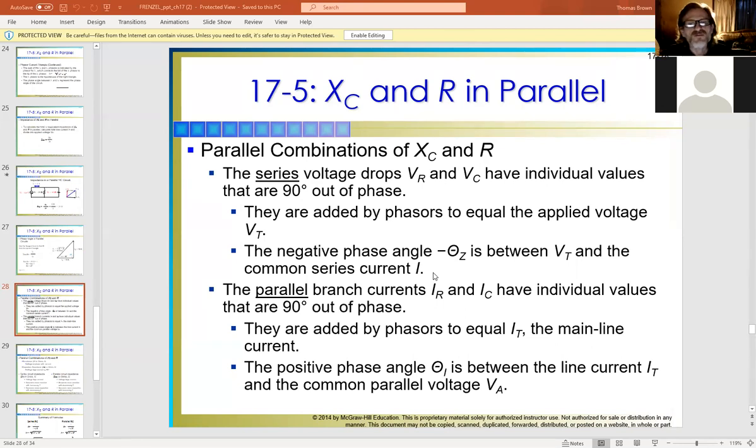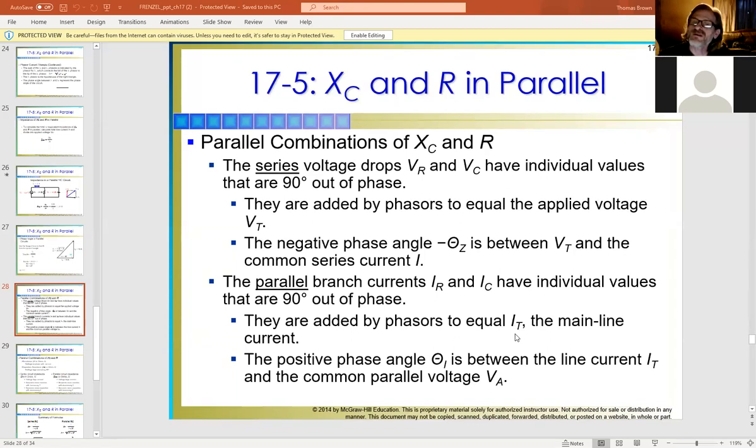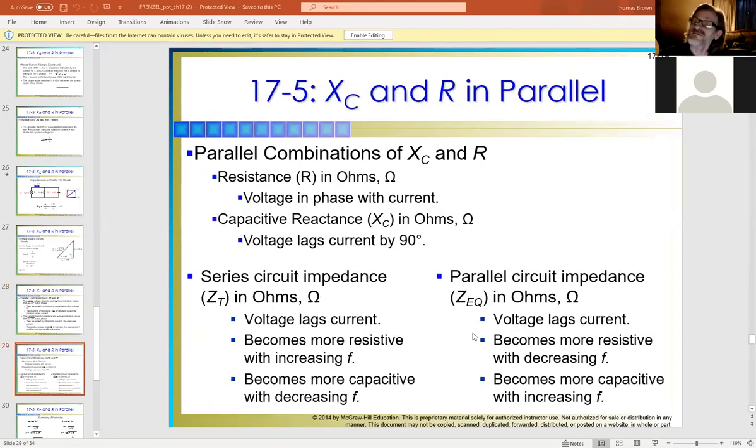But our difference here in the parallel branch is that we have the resistor and capacitor. And we can add the phasors and also get our, notice that he says positive phase angle. That's an interesting thing. But yeah, we should be able to find the positive phase angle. It should be somewhere between the line current and the common parallel voltage. And again, if we fall outside those numbers, then something didn't go right with the math, and go back and check it.